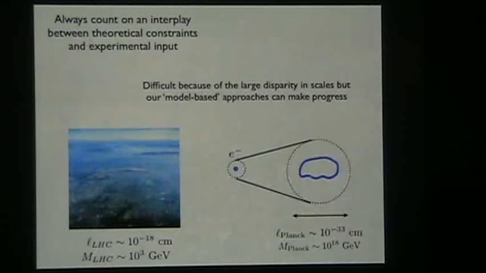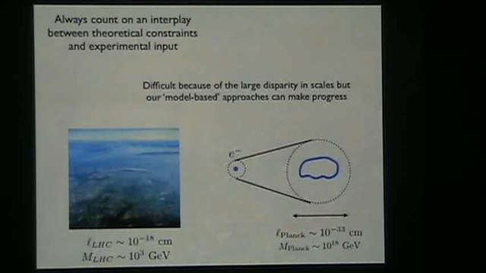And I'll mention that this is very difficult for string theory because there's a huge disparity in scales. The LHC is measuring distance scales that are basically 10 to the minus 18 centimeters, while the size of a string, our best guess, is 10 to the minus 33 centimeters. So there's 15 orders of magnitude to separate here. That's why we have to be clever in figuring out how we build models.